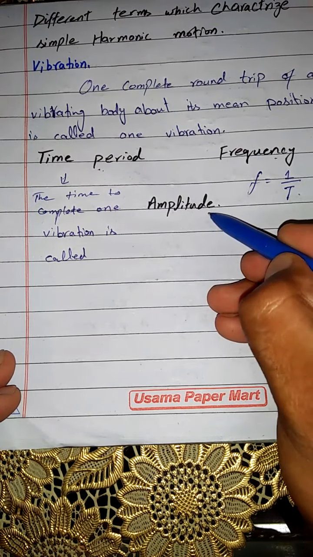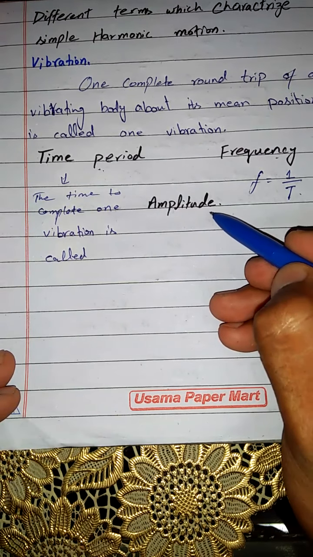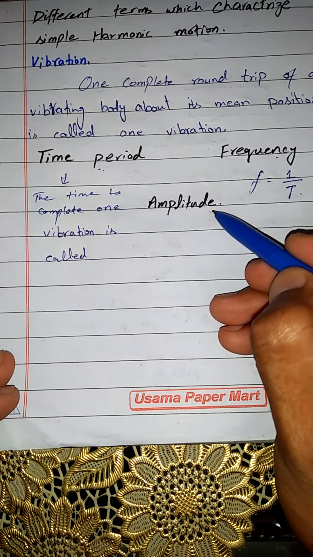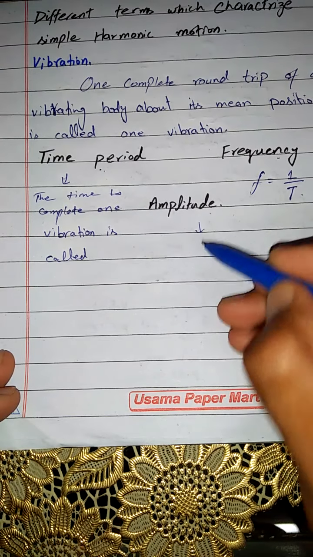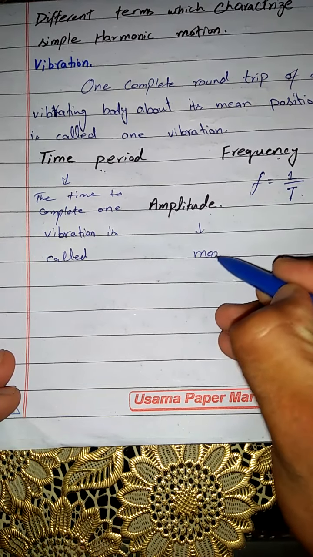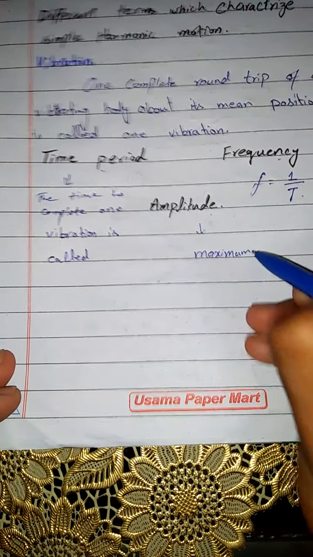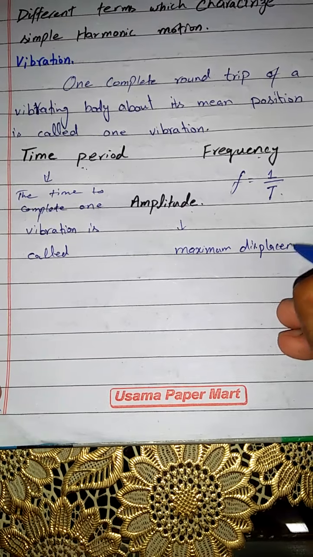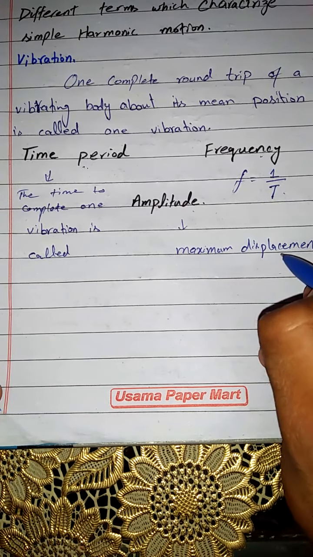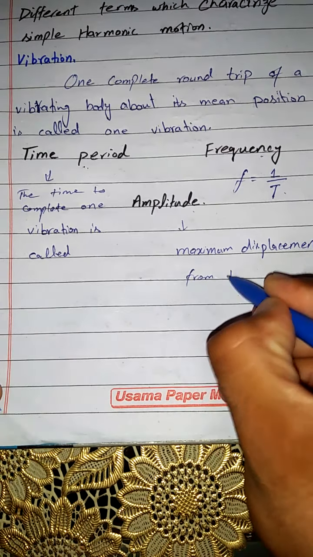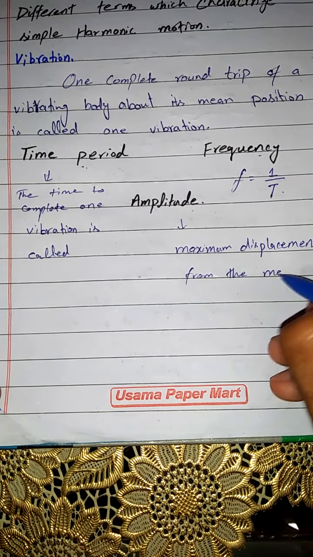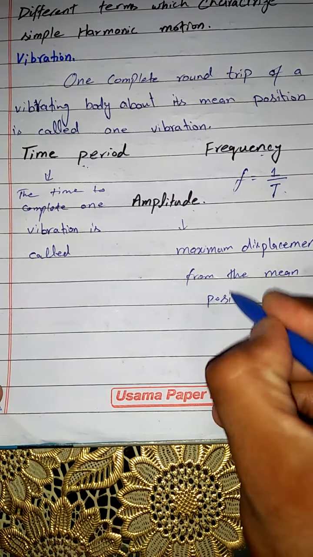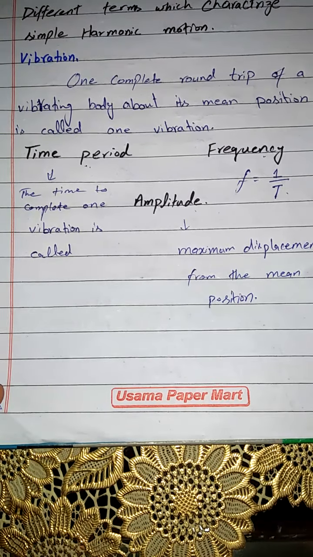Now the last one is amplitude. Amplitude is the maximum displacement of a vibrating body on either side from its mean position. That means we can say that it is the maximum displacement from the mean position.